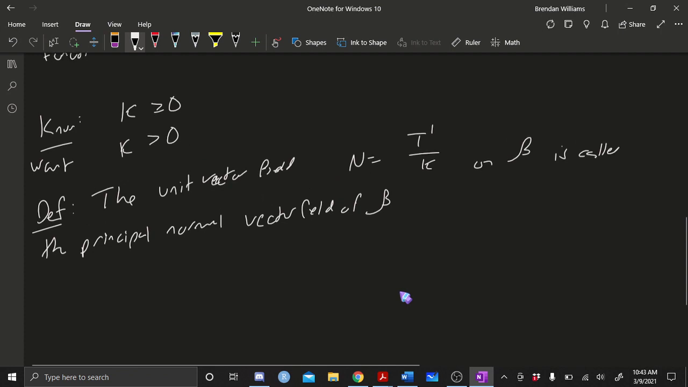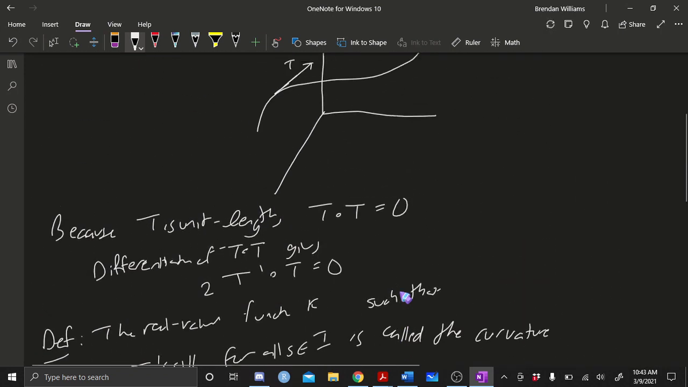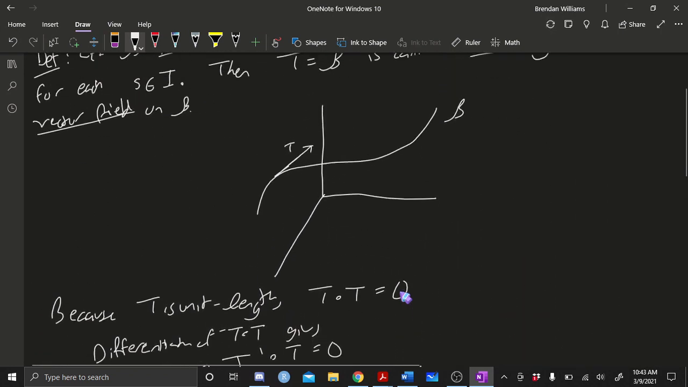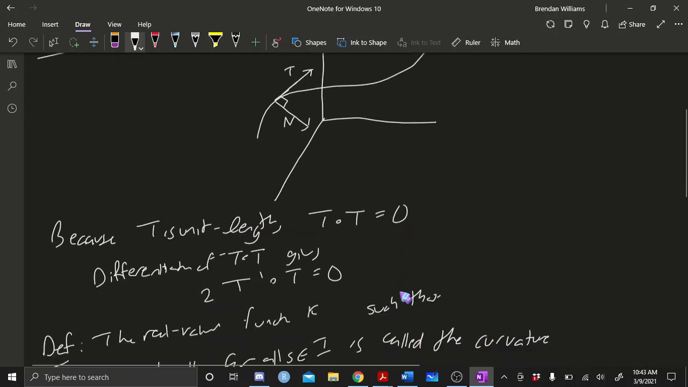Okay, so what does this look like? Going back to this picture, the N is going to point inwards like this, and it's going to be orthogonal to T, so we're going to draw it like this. So this is N. So this is our picture right now.